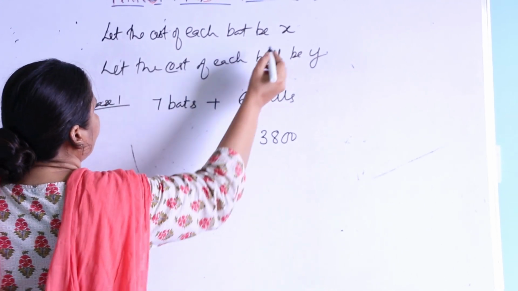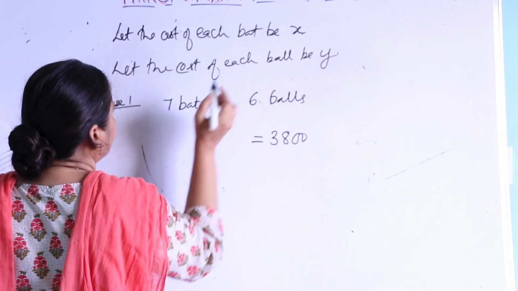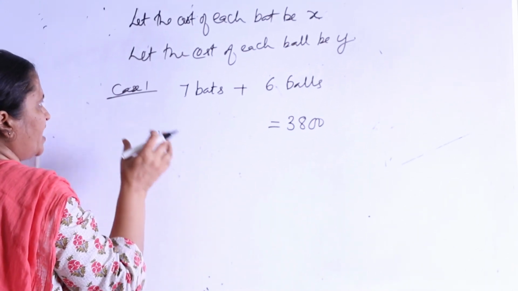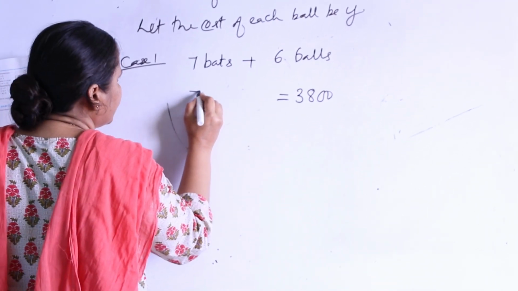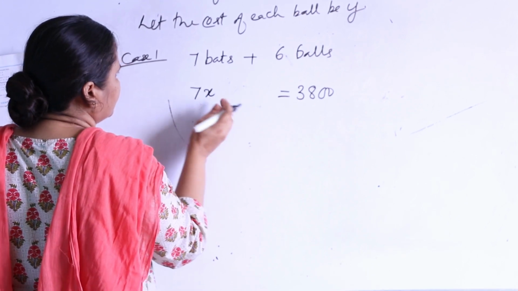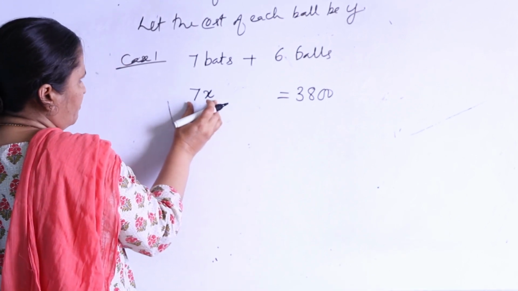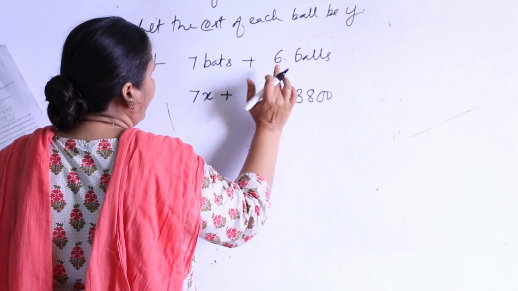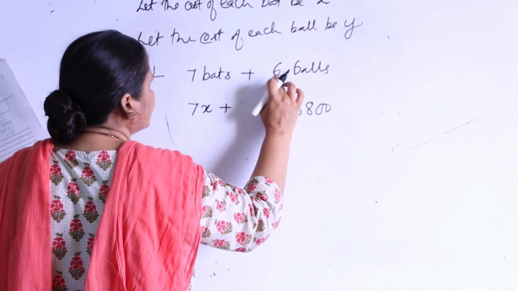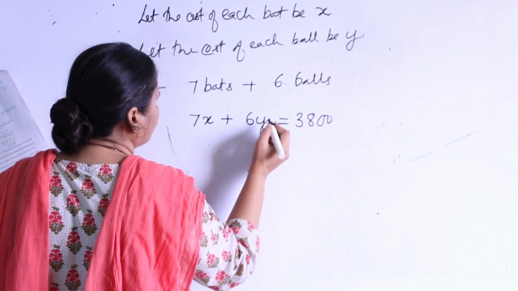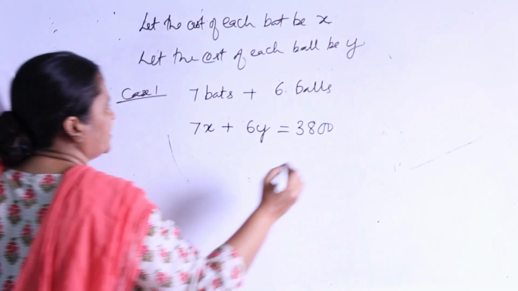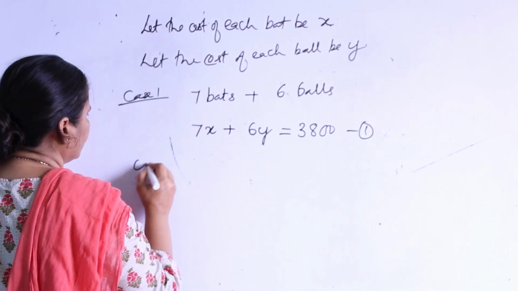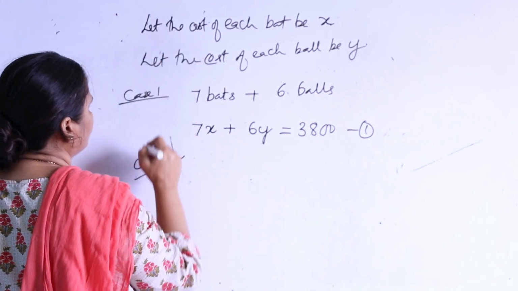Now, if each bat is X rupees and he buys 7 bats, what will be the total cost that he has paid for the bats? It is 7 times X. Similarly, cost of each ball is Y and he buys 6 balls, so totally 6Y. See, we got this equation, right? Equation 1. Our assumption remains same for both the equations. This applies to both.